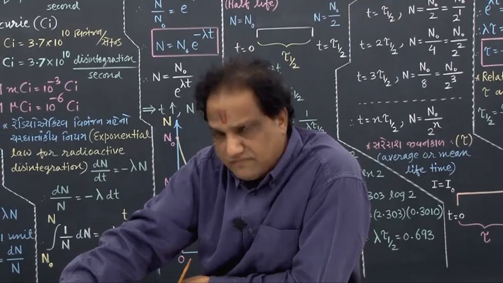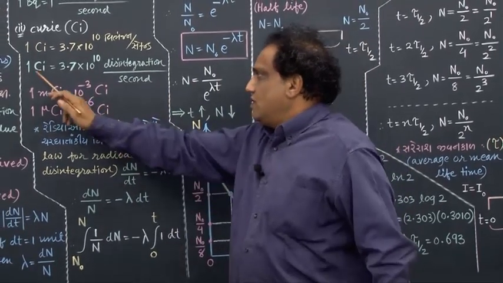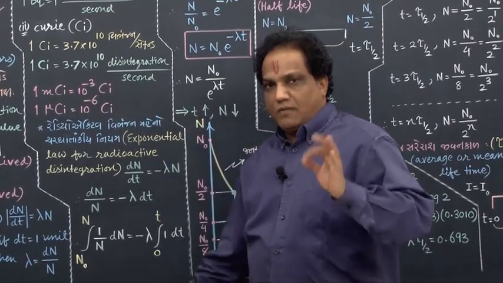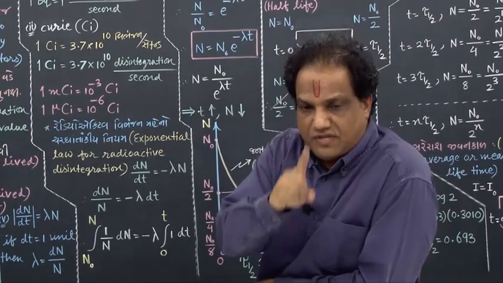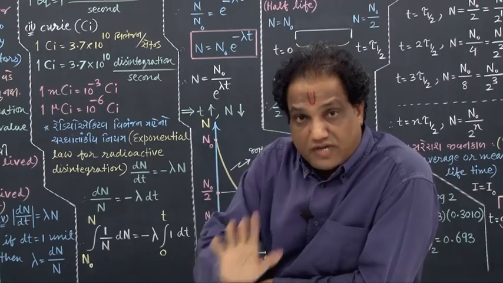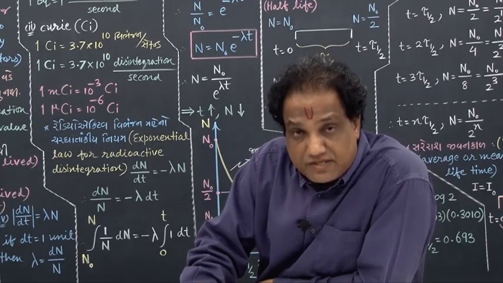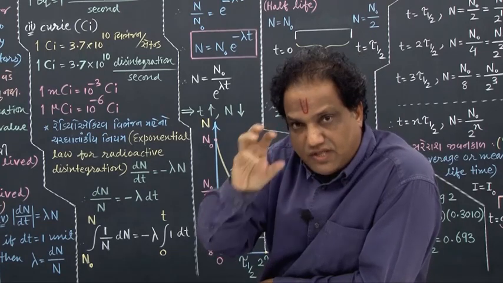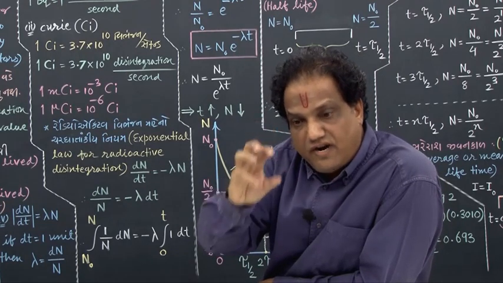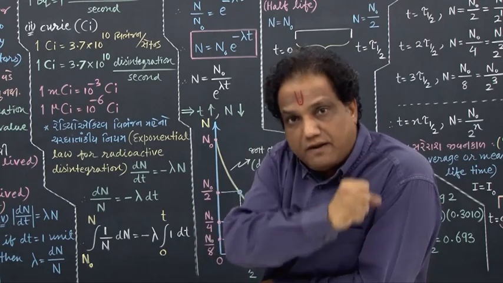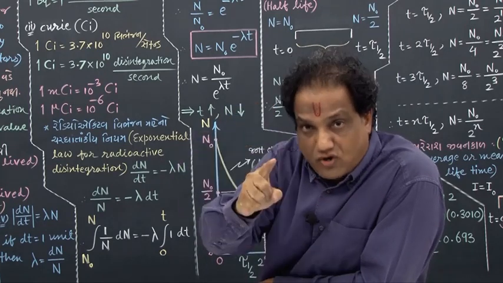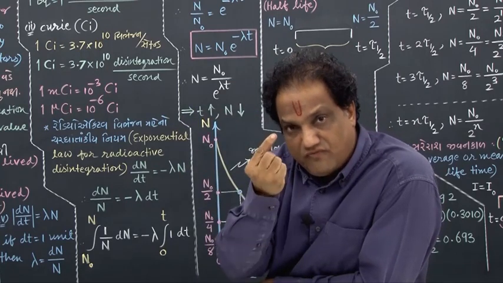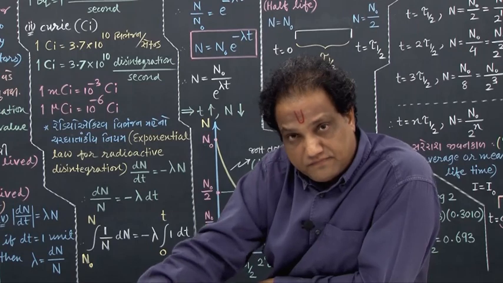Similarly, can you define 1 Curie? Simple. 1 Curie is 3.7 into 10 to the power 10 disintegrations per second. If 3.7 into 10 to the power 10 disintegrations take place in 1 second at a given instant of time in the given quantity of given radioactive element, then the activity of that quantity of that radioactive element at that instant is said to be 1 Curie.